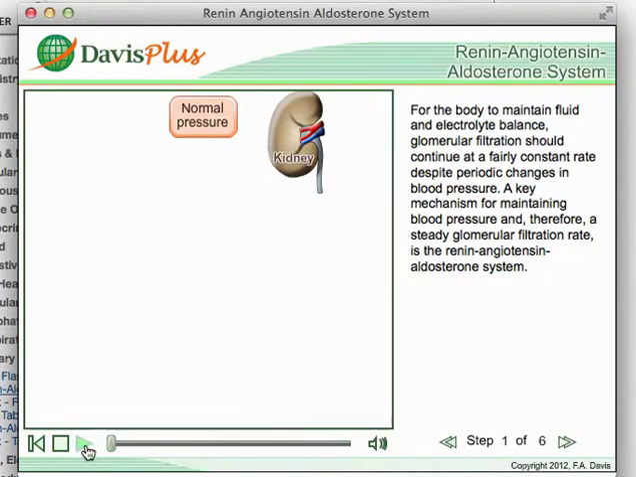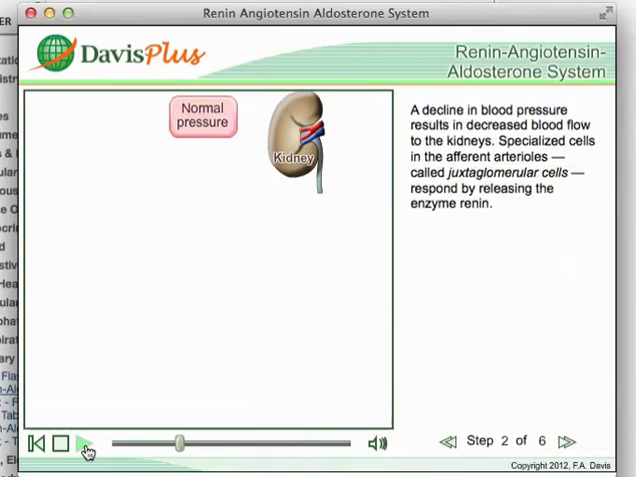For the body to maintain fluid and electrolyte balance, glomerular filtration should continue at a fairly constant rate, despite periodic changes in blood pressure. A key mechanism for maintaining blood pressure and, therefore, a steady glomerular filtration rate is the renin-angiotensin-aldosterone system. A decline in blood pressure results in decreased blood flow to the kidneys.